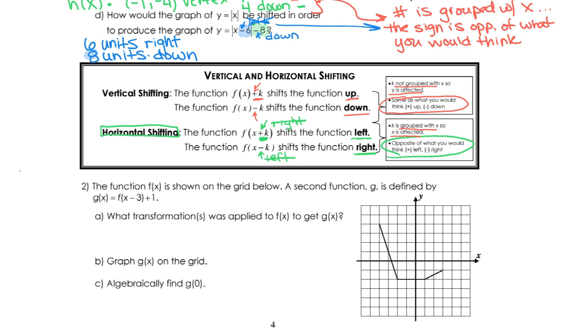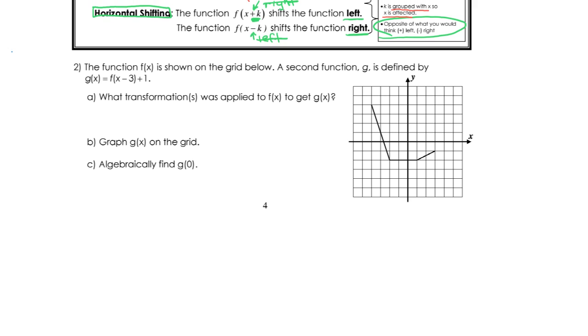All right, so let's try something else. Number 2. In number 2, it says that the function f of x is shown on the grid below. A second function, g, is defined by this. They want to know what transformations were applied to f of x to get g of x. And if we look in there, we always try to do the parentheses first. Think about PEMDAS. And so we're going to talk about the -3 first.